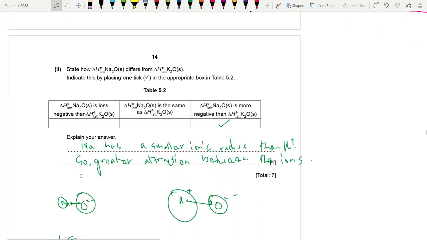State how the lattice enthalpy of sodium oxide differs from potassium oxide. Basically, sodium lies above potassium in the group, right? They have the same charge, but sodium has a smaller size. That means sodium has a greater charge density, so it can form stronger forces of attraction with the oxide anion. As a result, sodium oxide should have a more negative, or more exothermic, lattice enthalpy than potassium oxide. The reason being, sodium has a smaller ionic radius and the same charge, so it has a greater attraction between the ions. You need to mention this point.